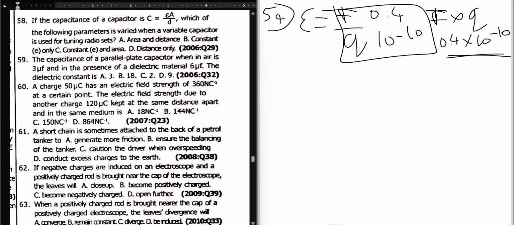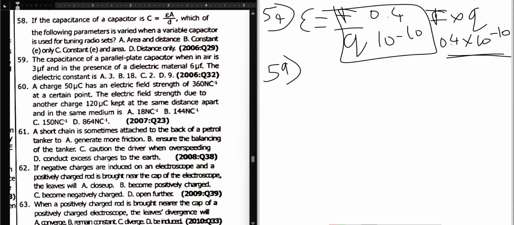Okay, 59. Question 59 says the capacitance of a parallel plate capacitor when in air is 3 microfarad and in the presence of a dielectric material is 6 microfarad. The dielectric constant is what?